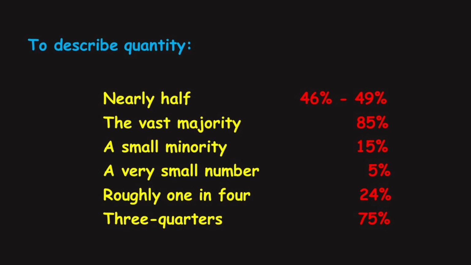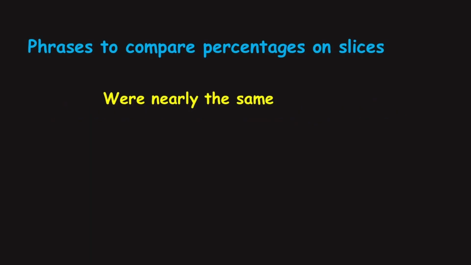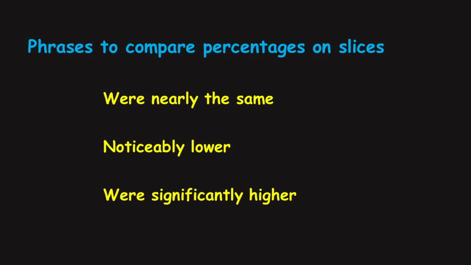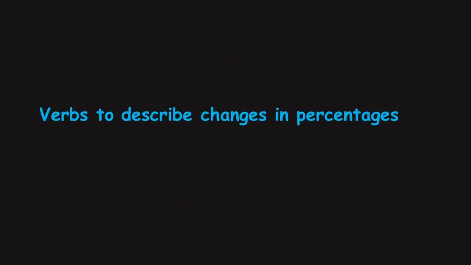Three quarters, 75%. Phrases to compare proportions among slices: we're nearly the same; noticeably lower; we're significantly higher. Verbs to describe changes in percentages.